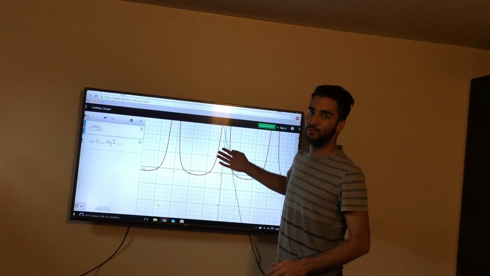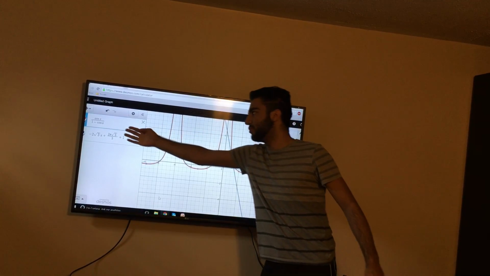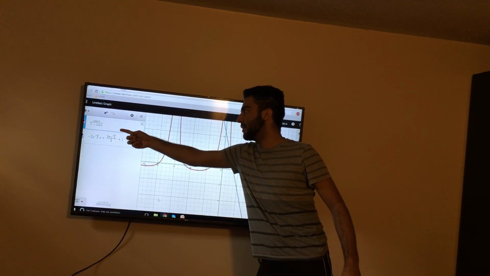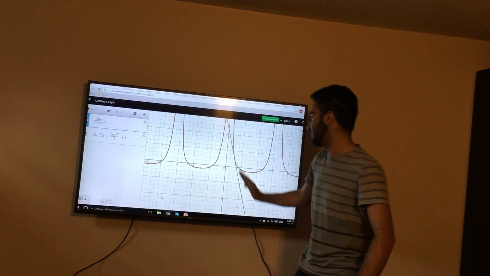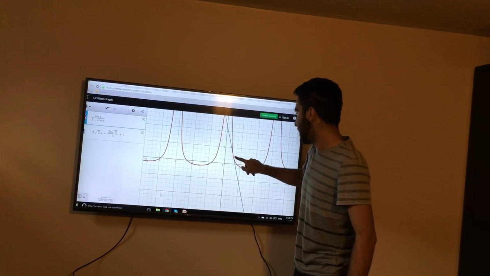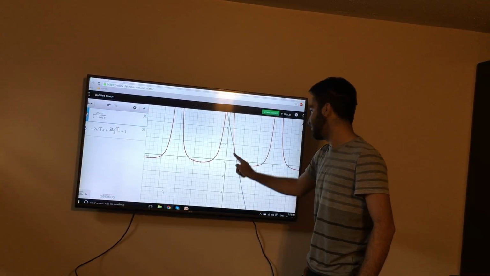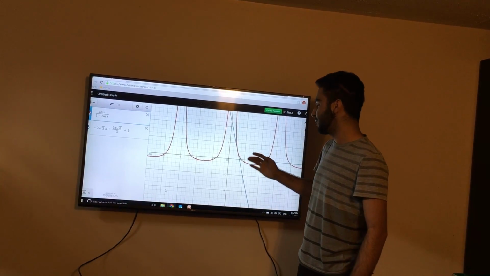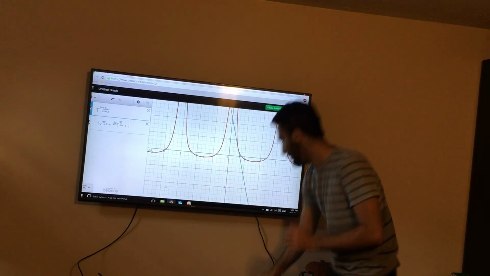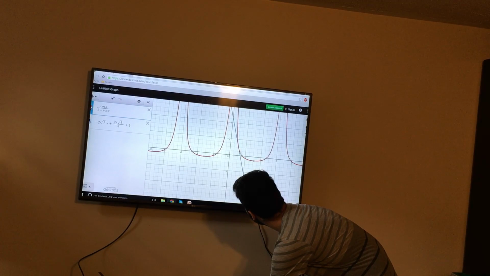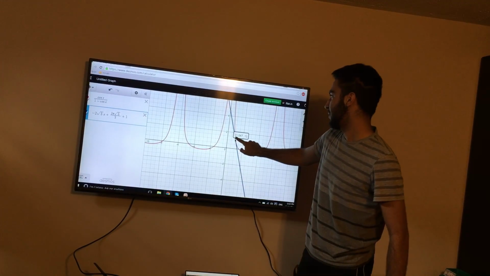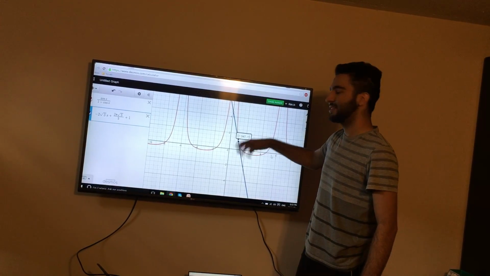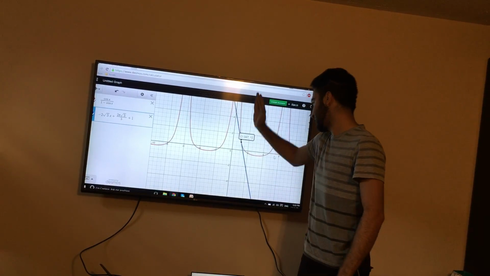I've already opened up Desmos, which is a graphing utility, and I've already entered the two equations: cosine x divided by 1 minus cosine x, which is the red line, and the blue line is the tangent line. If you can see, the tangent line touches the curve exactly at 1.047, which is roughly pi divided by 3, and it's 1. It touches it exactly at that point.